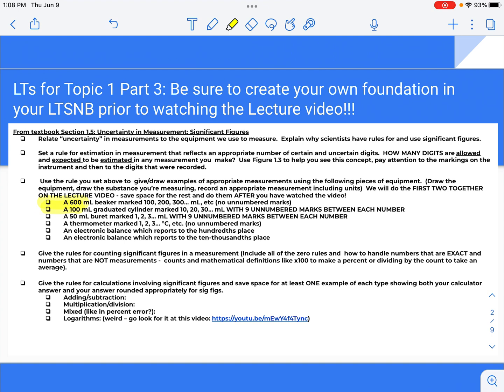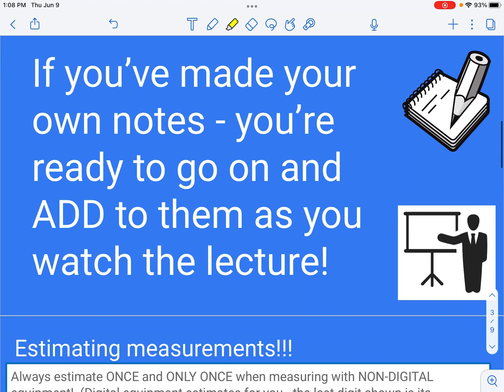So if you haven't yet done this, stop the video and then restart it. All right, so as long as you've made your own notes, you're ready to go. Otherwise, stop the video, go back, and make your learning targets first.